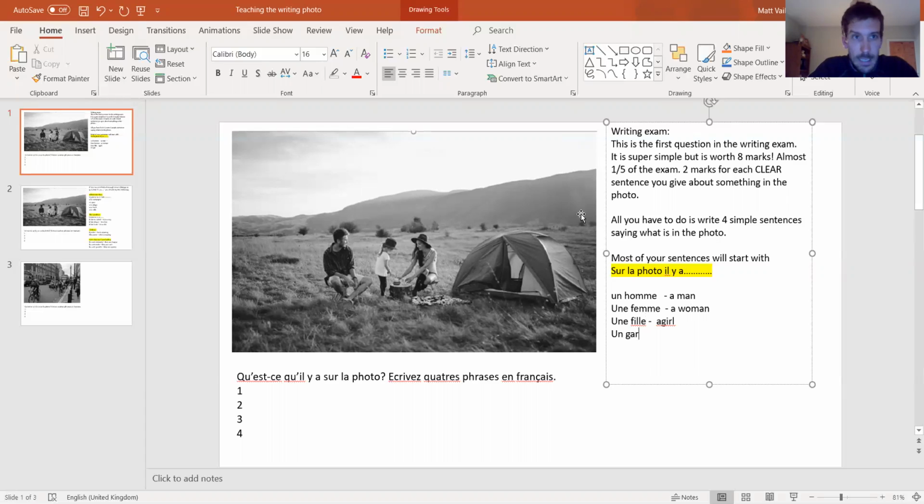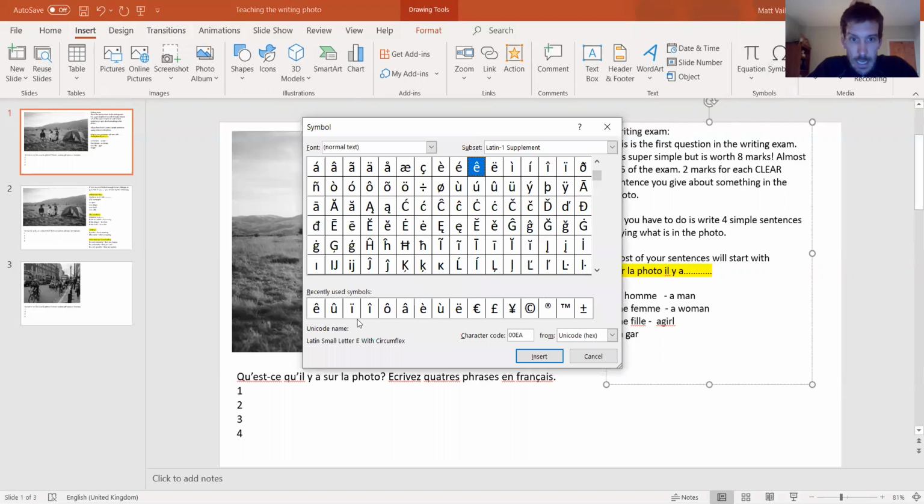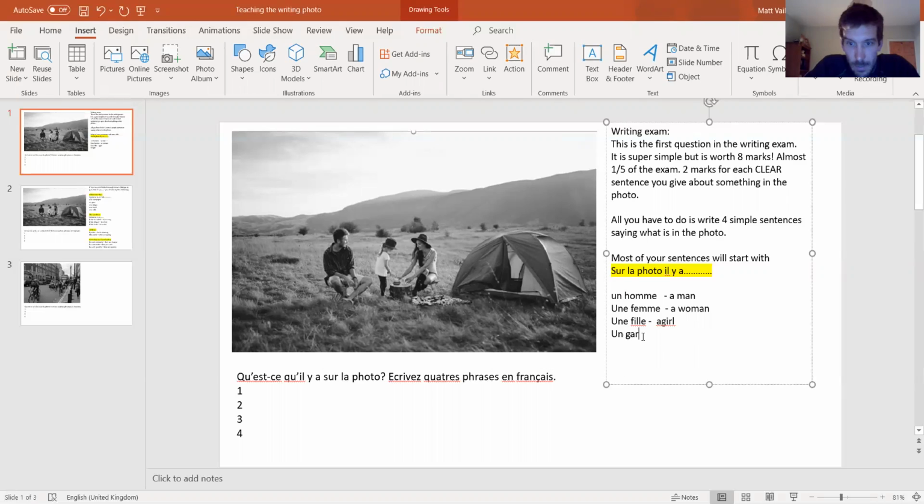Let's just make sure we get the accent on. Symbol, we've got the little C with the cedilla underneath it, which is, where is it? I can't seem to find it there. Anyway, let's cancel that. I think there's another way I can do it. Oh, 1, 3, 5. No. There you are, look at that. Un garçon, a boy. So that's 4 straight away.